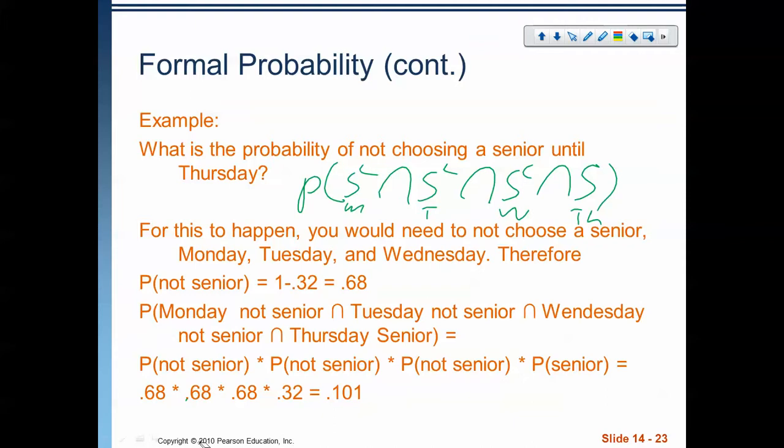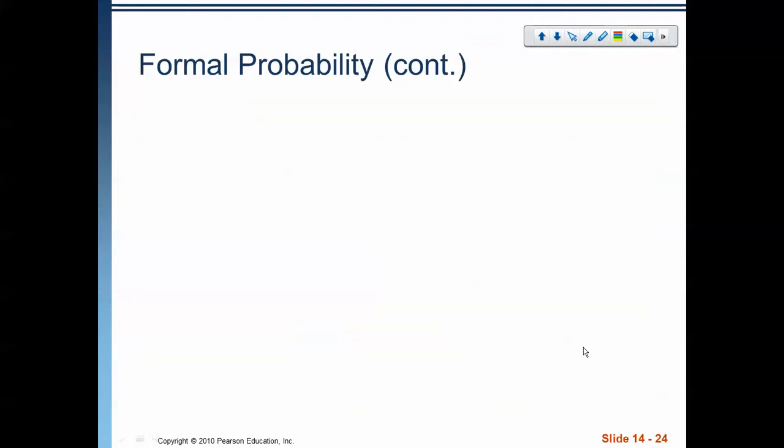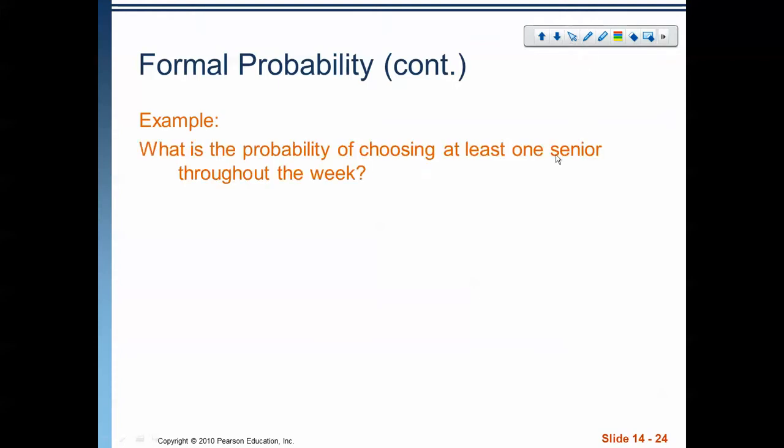So again, question framing. What's the only result that can make this happen? And again, these are all independent events. Not having a senior on Monday is not affecting not having a senior on Tuesday, which is why we're using the multiplication rule to solve this. And again, the only way to make no seniors until Thursday would be to have no senior, no senior, no senior, and then senior on Thursday. Okay, what else? That's the next one.